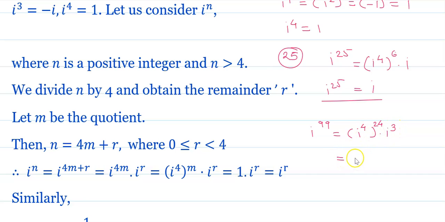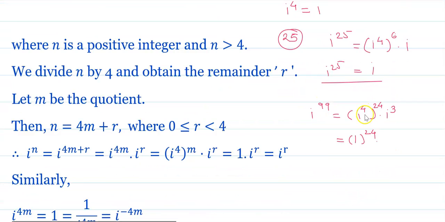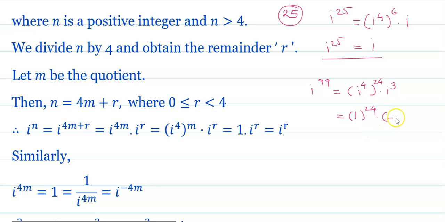But what about i raised to 4? It is 1. 1 raised to 24 is again 1. i cube, i cube means what? We have found out its value. i cube is minus i. And this is 1 into, in bracket, minus i. And overall, you will get minus i. The value of i raised to 99.